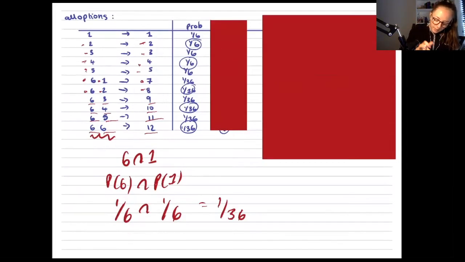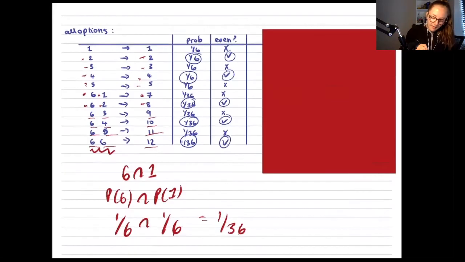And then I've plotted whether our outcome is even or not. So we can see that it's even when we roll a 2 or a 4 or a 6 and a 2 or a 6 and a 4 or a 6 and a 6.